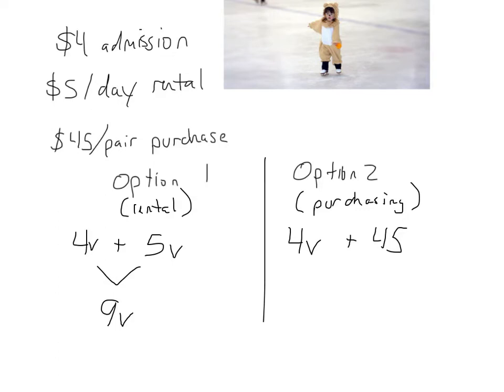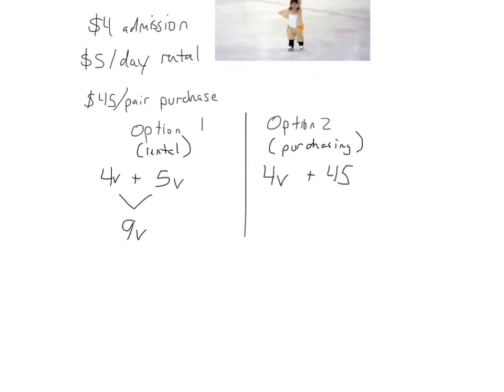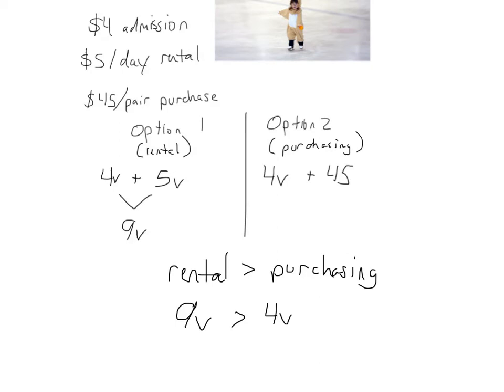So what do we do with these things? Well, we're trying to see when the cost of option 1, the rental, is going to be greater than the cost of purchasing. So what are the costs associated with renting? Well, we already said it's this thing, which we simplified into 9x. And we're going to say, when is that greater than option 2, which is purchasing, which is $4 per visit plus the $45 you pay one time to buy the skates.